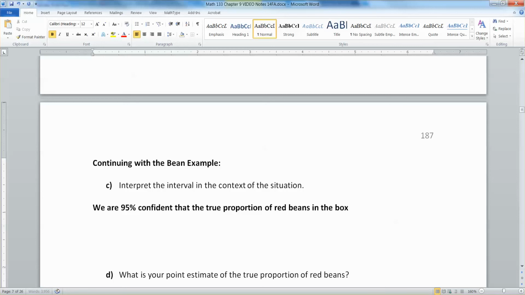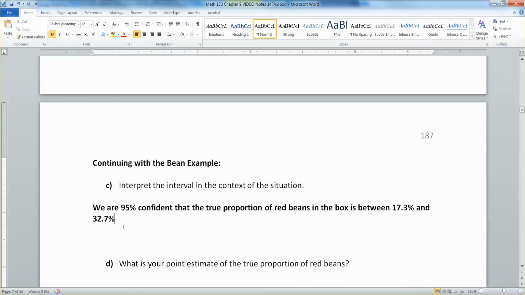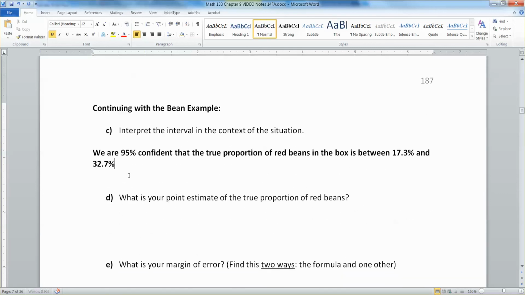And of course, that's a metaphor for the true proportion of people that are going to vote for so-and-so, or the true proportion of people that believe this, that kind of thing. True proportion of red beans in the box is between 17.3% and 32.7%. And now you see where I got those numbers from before, right? Well, you will see them in just a minute.